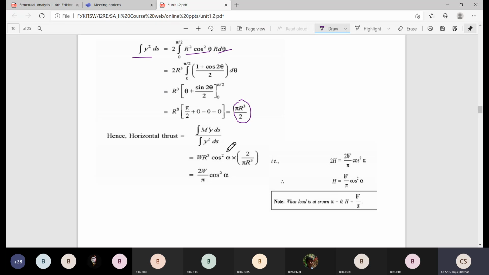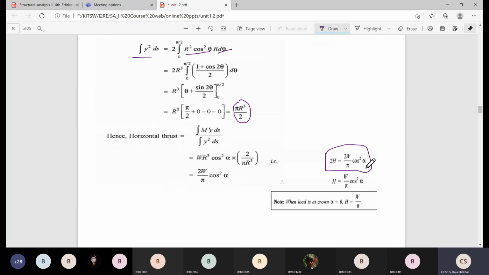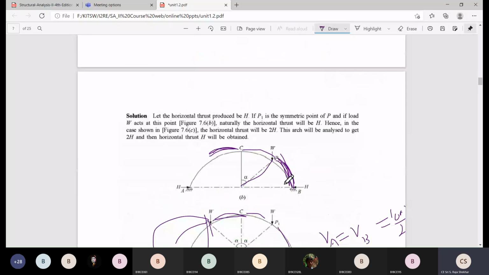So horizontal thrust is equal to numerator by denominator. The numerator value is this one. So finally substituting, we're going to get 2h is equal to 2w by pi cos square alpha. So this is the equation: 2h is equal to 2w by pi cos square alpha. But we require only the h value. If it is a symmetrical loading, then this is the formula. So we require it only for one point loading.